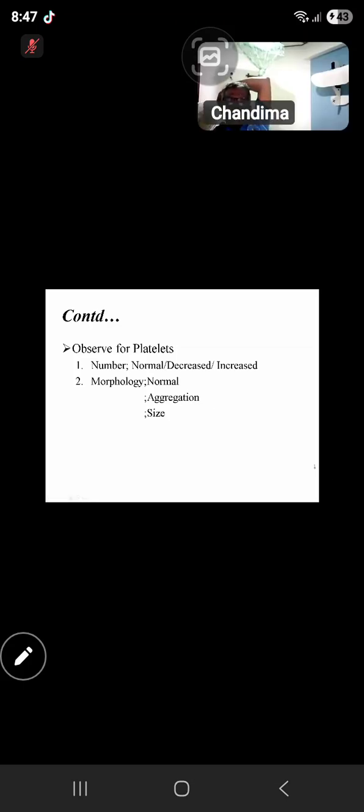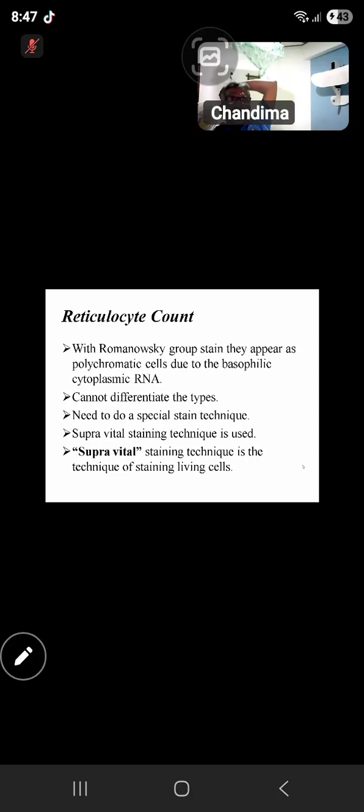Right. This is the main investigation that we do in hematology lab day-to-day work. We are doing the full blood count report. And then the next one we have to do is the reticulocyte count.